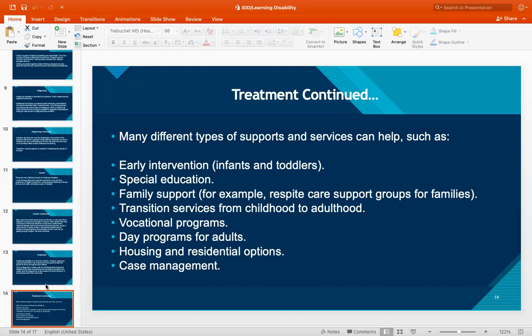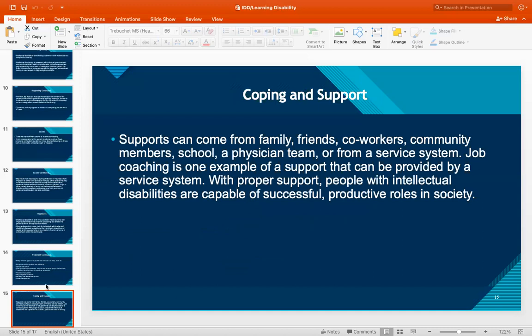Transitional services from childhood to adulthood. Vocational programs can be involved, day treatment for adults, housing and residential options, as well as case management. Some of the coping and supports. So supports can come from family, friends, coworkers, community members, teachers, school, the physician, the team, from service systems. So basically a lot of stuff can come into play.